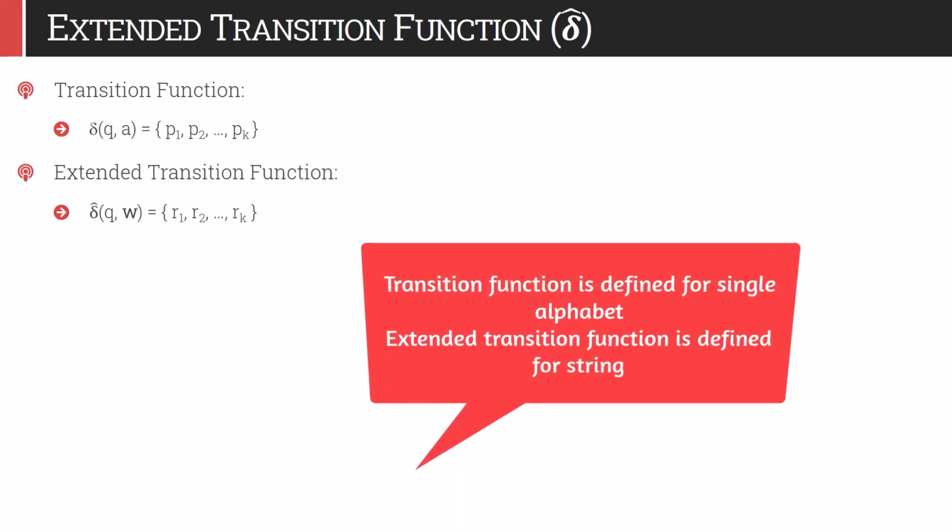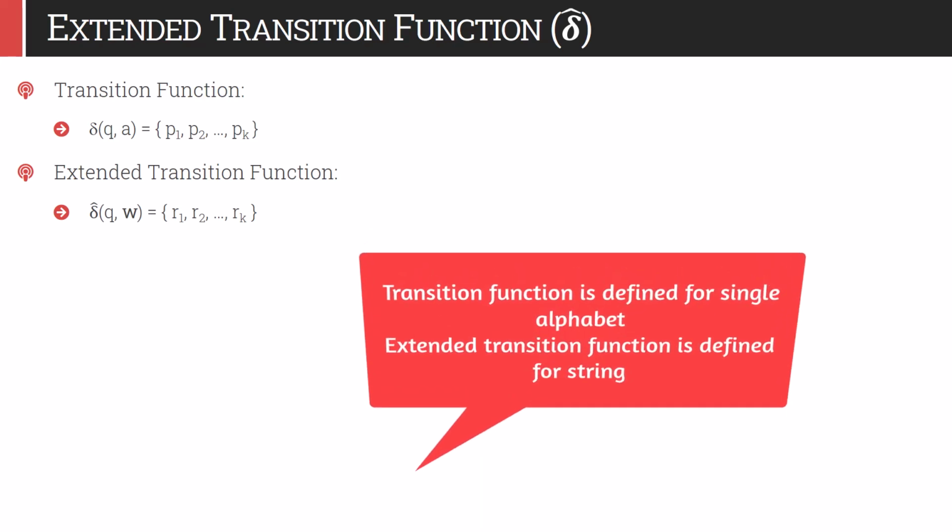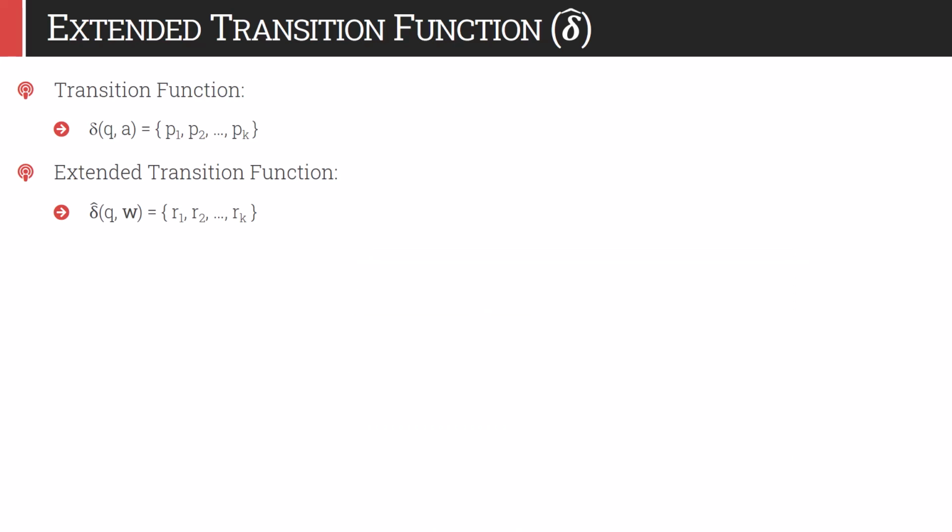Fine. So delta cap is represented by some state Q, and if we read a string W now, instead of a single symbol A, then what will be the possible outcome? That will again be a set of states. Let us call it R1, R2, up to Rk. So the extended transition function holds true, and that we will prove by induction.